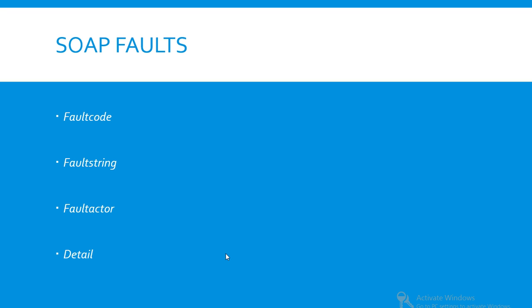Then we have fault factor. The fault factor element provides an indication about the responsible party who caused the fault to occur in the message path. Detail. The detail element is used to carry application-specific error information related to the body element. For example, if the payload of the SOAP request cannot be processed by a web service, the associated response should include the detail element inside the SOAP fault.